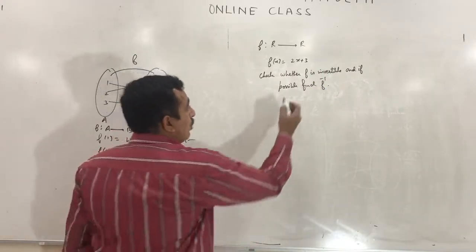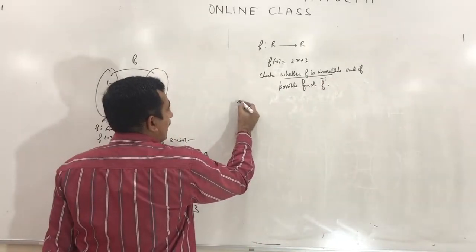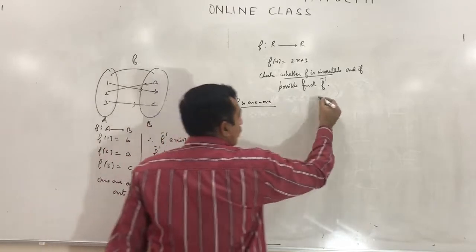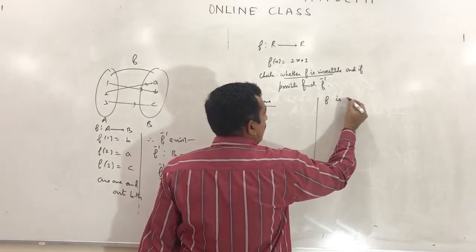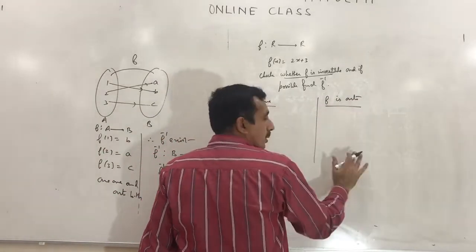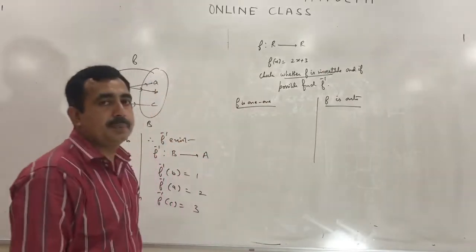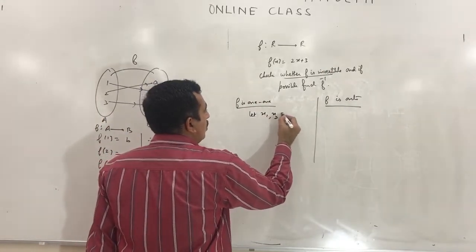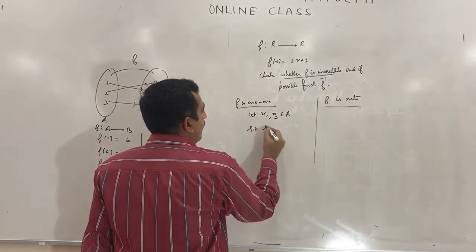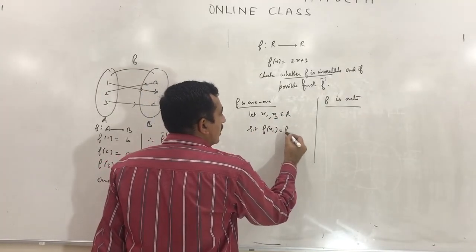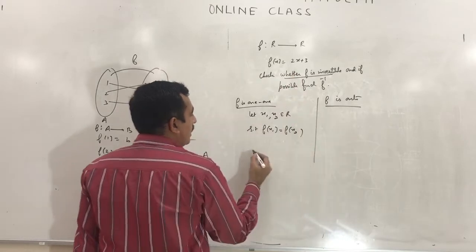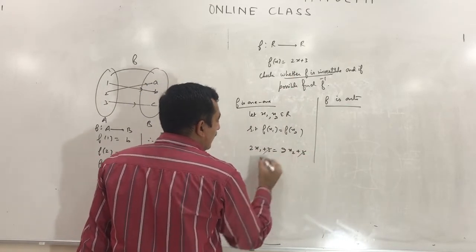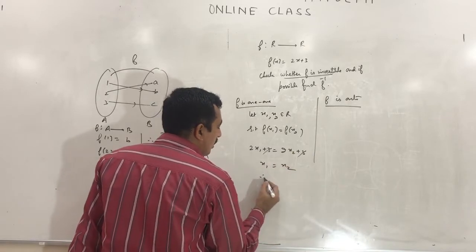So when we have to check invertible, we have to check whether f is one one or not, and whether f is onto or not. If both, then invertible. For one one, let x1, x2 belong to R such that f(x1) equals f(x2). Similarly, 2x1 plus 3 equals 2x2 plus 3. Next line, x1 equals x2. Therefore, f is one one.